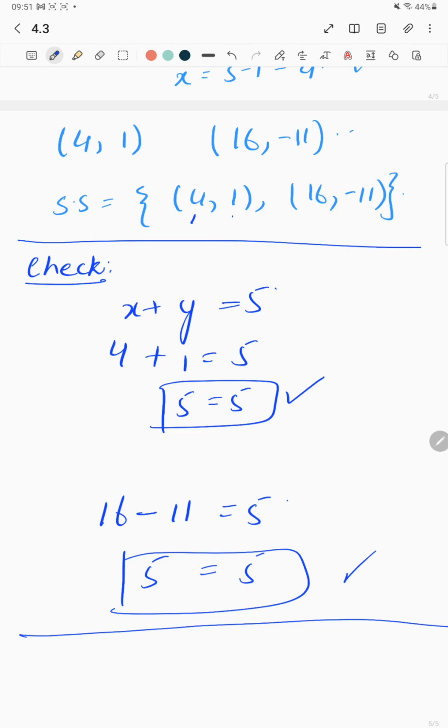What you are going to do is put this solution, this is x and this is y, in any equation, either equation A or equation B. And if you get left hand side equal to the right hand side, it means your answer is correct. If you do not get left hand side equal to right hand side, it means your answer is not correct.